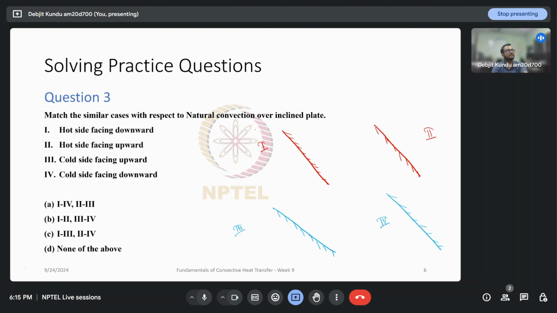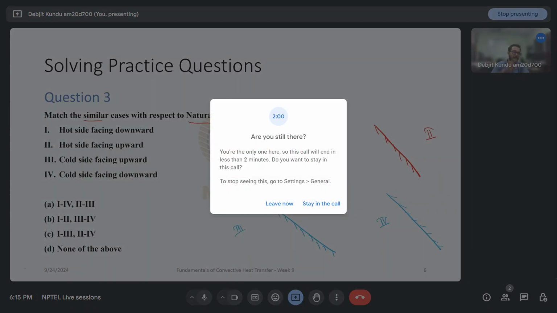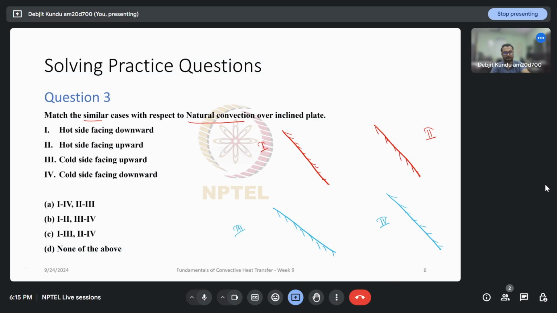Now among them, with respect to natural convection, which of them are exactly the same or similar? So pairs of them would be similar. Is it 1 4 and 2 3? Option A. Or is it option B, 1 2 and 3 4? Or is it option C, 1 3 and 2 4? Or is it option D, none of these are correct?